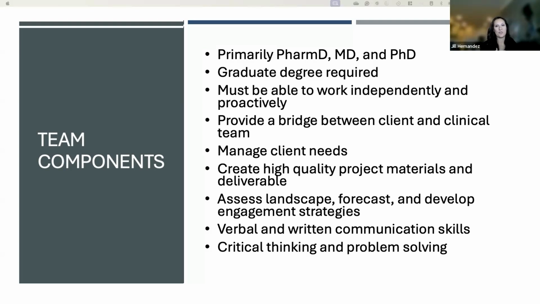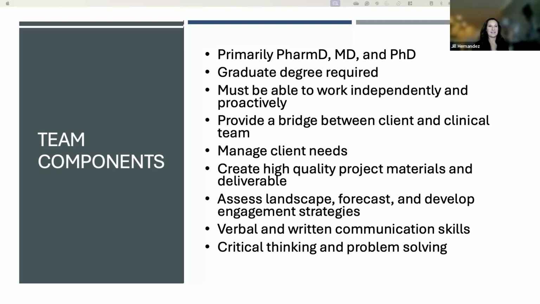We do provide a bridge between our client, who's a drug company, and the clinical team, which is more like the logistics of the trial. We have to manage client needs. A lot of times they're really picky. They've invested a lot of time and effort into these new drugs and they want it to be just right. There's a little bit of managing your client. We have to make high quality project materials and deliverables. So we want our stuff to look good, right? We want it to look professional and not sloppy and thrown together.